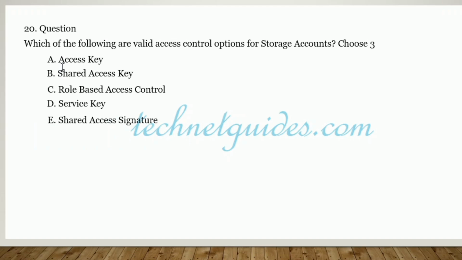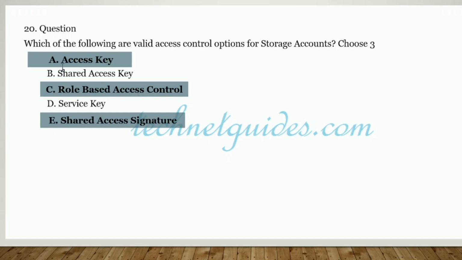Question number 20. Which of the following are valid access control options for storage accounts? Choose three. Option A, access key. Option B, shared access key. Option C, role-based access control. Option D, service key. Option E, shared access signature. And the answers are option A, access key. Option C, role-based access control. Option E, shared access signature.